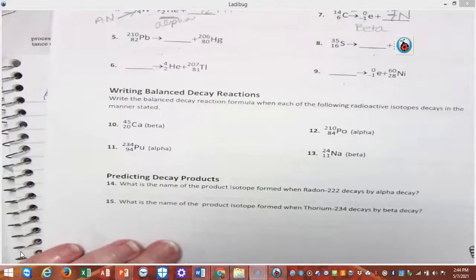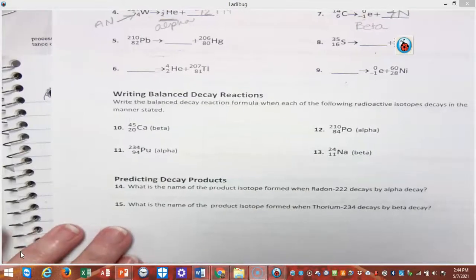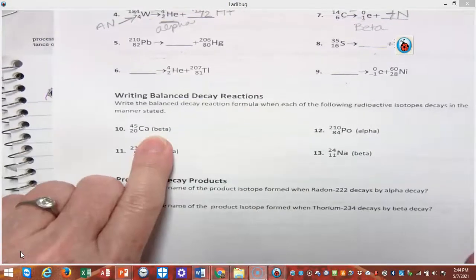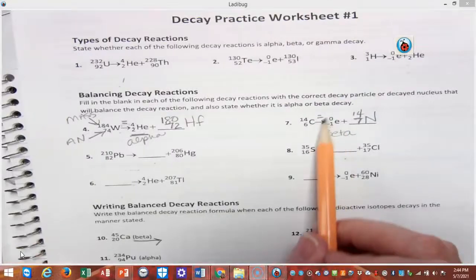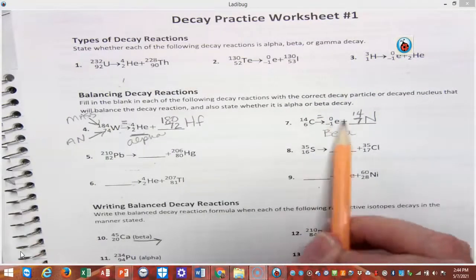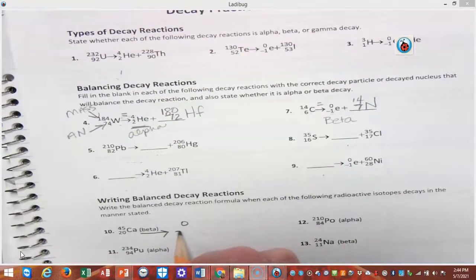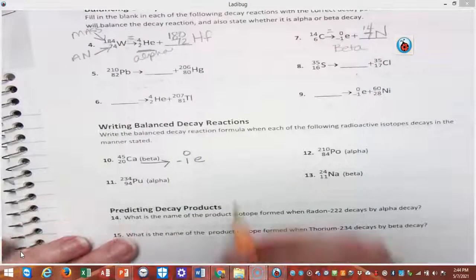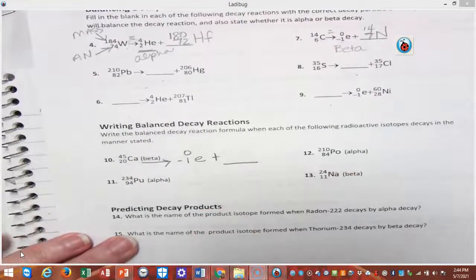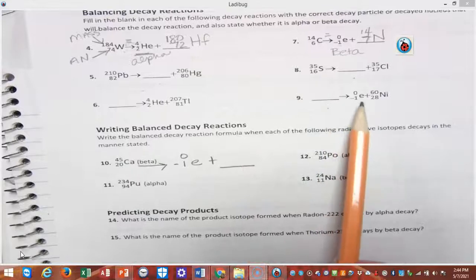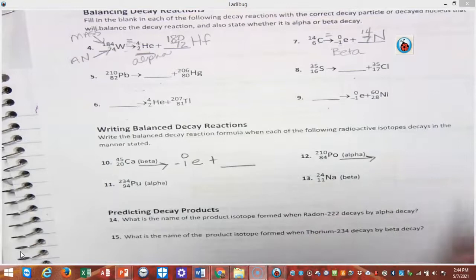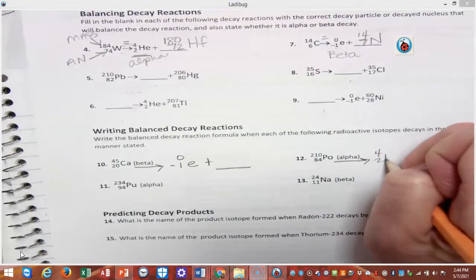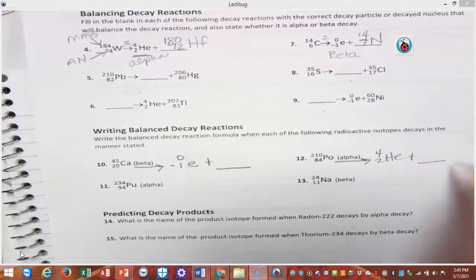All right, so here you're going to write a reaction, and it's undergoing beta. We already know the symbol for beta, so we'll put an arrow, and then what are we going to put in that place? We're going to put our electron emission. All right, plus what? Again, just write out the reaction like you did from up here. All right, this one's undergoing alpha. Again, what's the symbol for alpha? Plus what? Fill out the reaction.